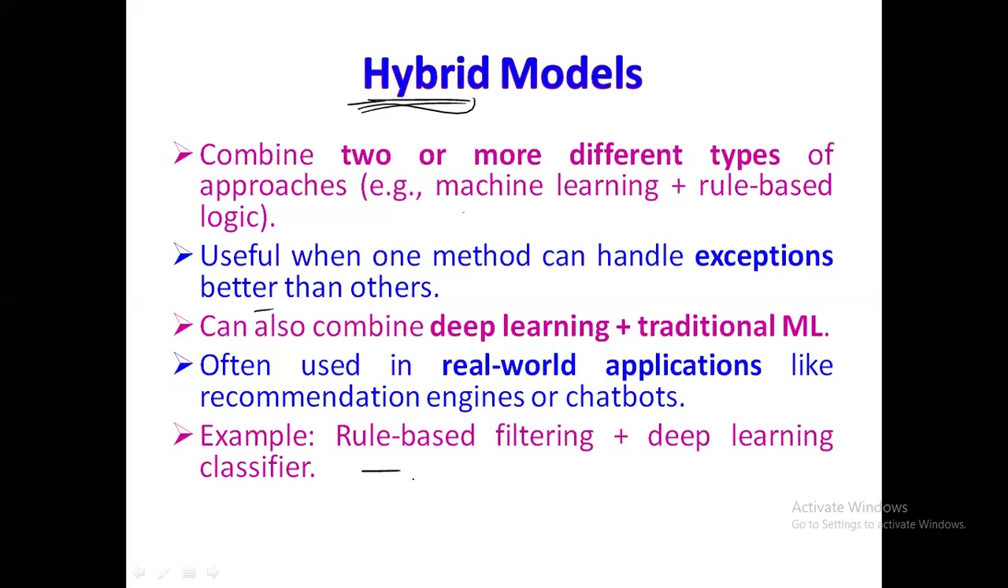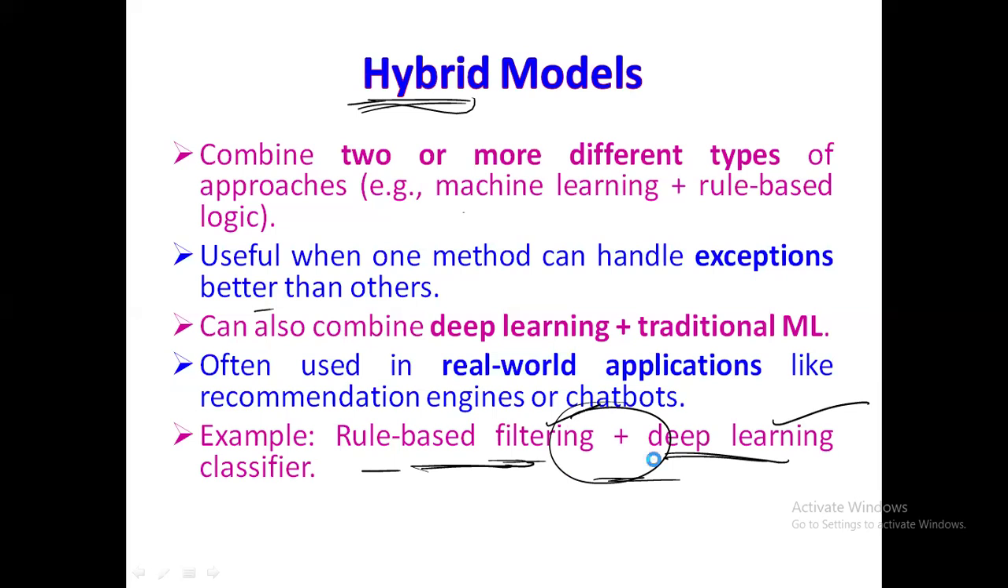So, for instance, a hybrid model might use rule based filtering together with a different type of algorithm. We are going to integrate them. So the hybrid model might use rule based filtering followed by a deep learning classifier.